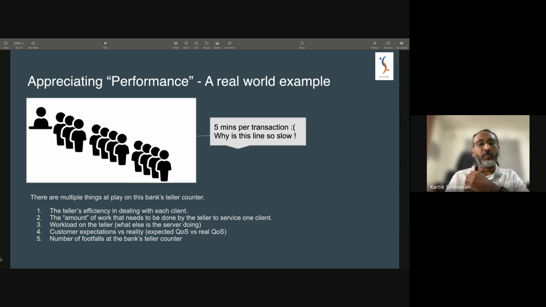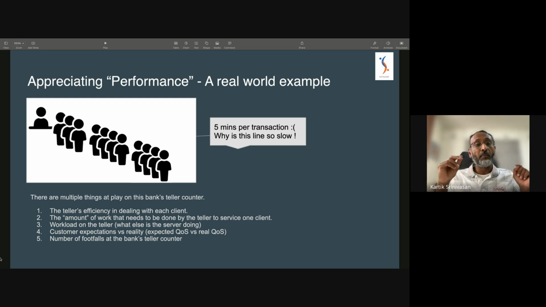So let's take this example and look at what all is going on in this system. Obviously there is a teller's inefficiency, which means that maybe this person was new to the bank or new to the IRCTC system, and they're just getting used to it. This is their first day at work, and obviously they will be slow, because they don't have the experience of doing this many times through many years, and their speed is going to be a little less than somebody who has been in the system for ages. So there is definitely this portion of the teller's efficiency.